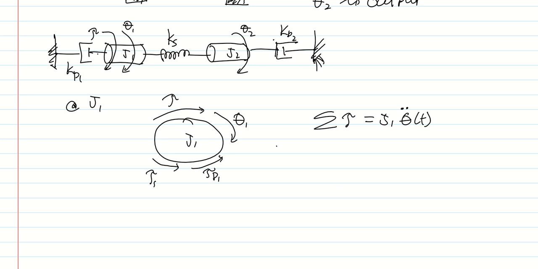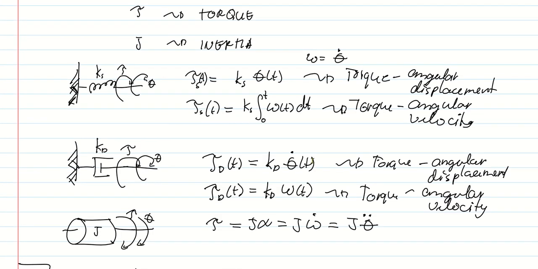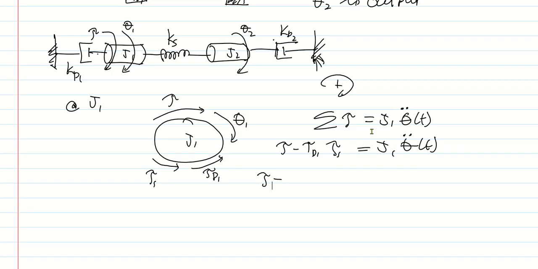So what are the torques we have? First, we have the input torque. Then we have counterclockwise positive, or clockwise positive, then counterclockwise negative. So we have minus tau due to the damping, and tau due to the spring, and this should be equal to J1 theta 1 double dot t. This is our input. Our torque due to KD1, we already know this one. It's just equal to KD1 times the first derivative of the angular displacement. Then this should be minus due to the spring.